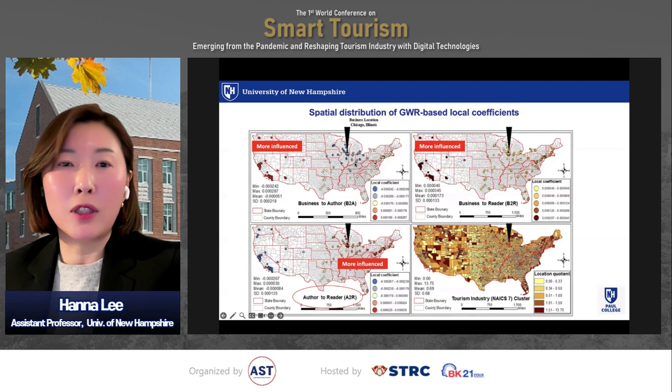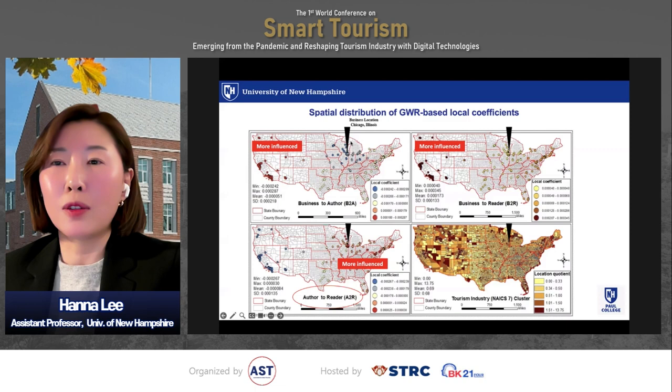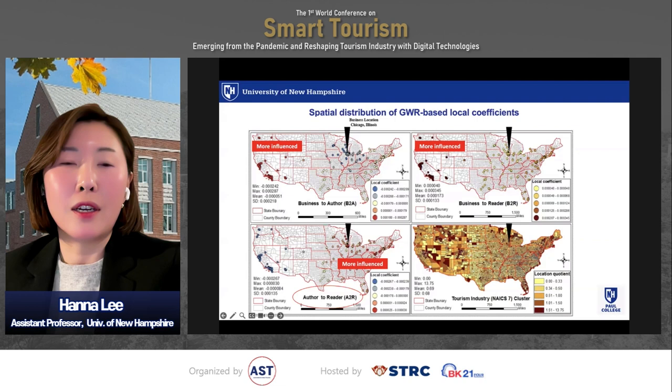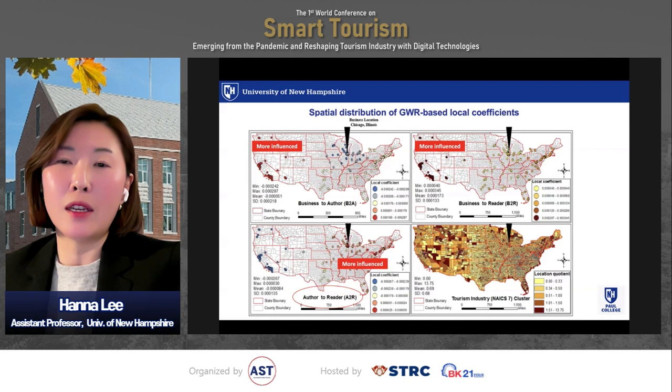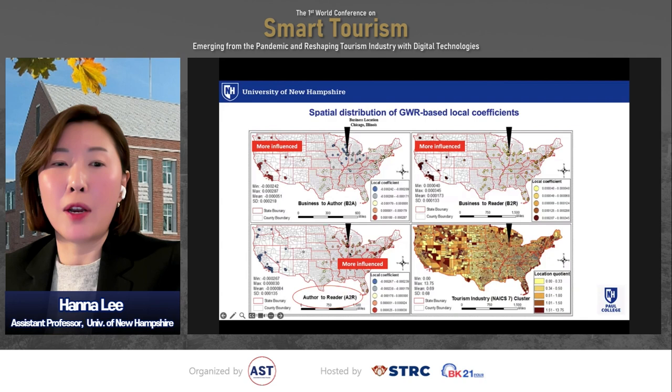When you see this map of the spatial distribution of coefficients, this is Chicago that we measured as the restaurant, the business. The farther distance has more influence or more need for social presence. Between business and reader is the same result. But between author to reader relationship, it's the opposite pattern that you see here. Shorter distance has more influence on their review evaluation or review usefulness.